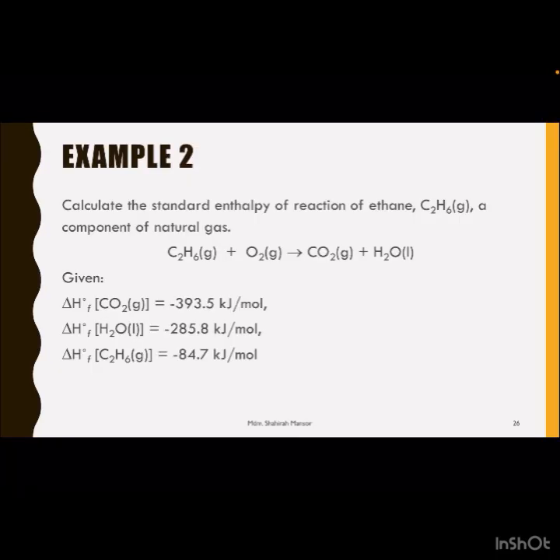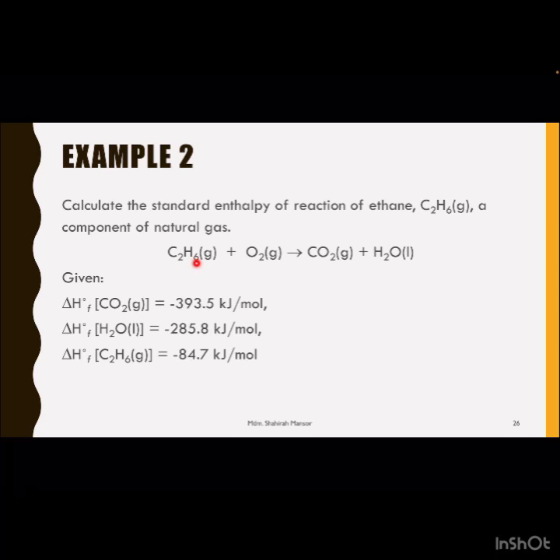In this example, you are going to calculate the standard enthalpy of reaction of ethane, a component of natural gas, by using these given enthalpy of formation values. In this question, you already have this chemical equation, but it is not balanced yet. And we also have enthalpy of formation for each of these substances. So we have enthalpy of formation of carbon dioxide, of liquid water, and also for this one.